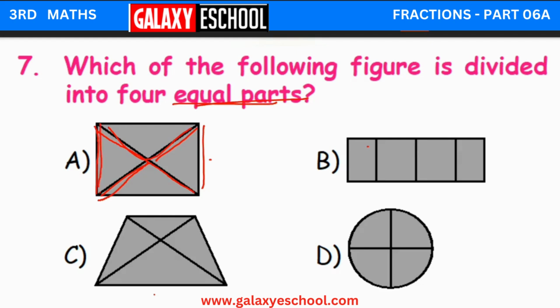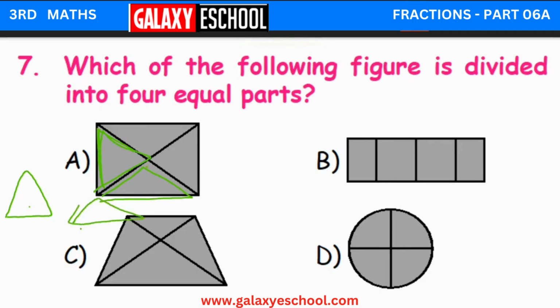Now if you look at option A, these 2 parts are bigger and these are a little bit smaller, children. See, if you observe carefully, this is a big triangle and this is a flat triangle. Are these two equal parts? No. Now coming to option B. See, this is a small box, this is a big box, again big and again small. So again these are also not divided into equal parts.